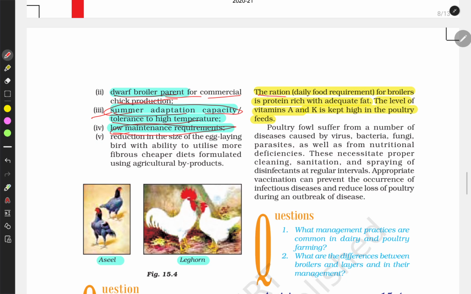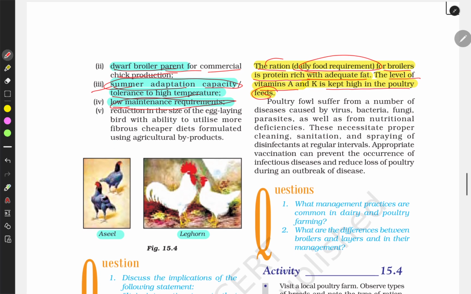The ration is the daily food requirement for the broiler. It is protein rich and has adequate fat. The level of vitamin A and vitamin K is kept high in the poultry feeds.